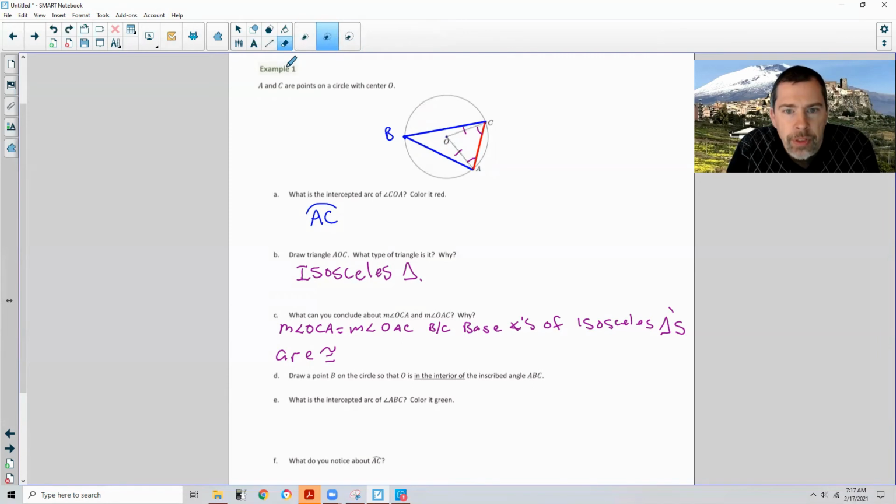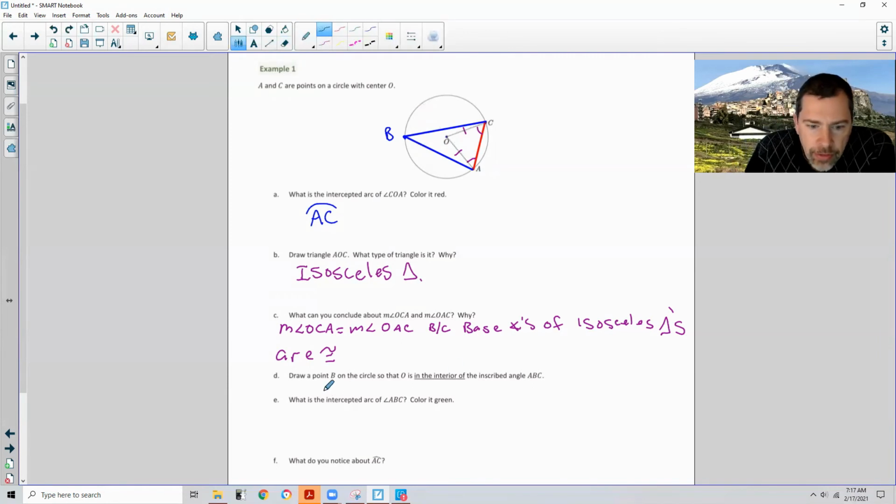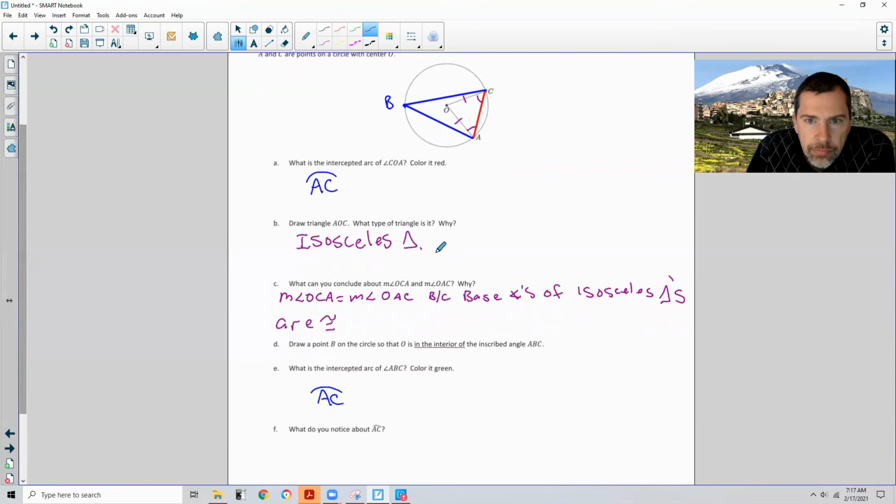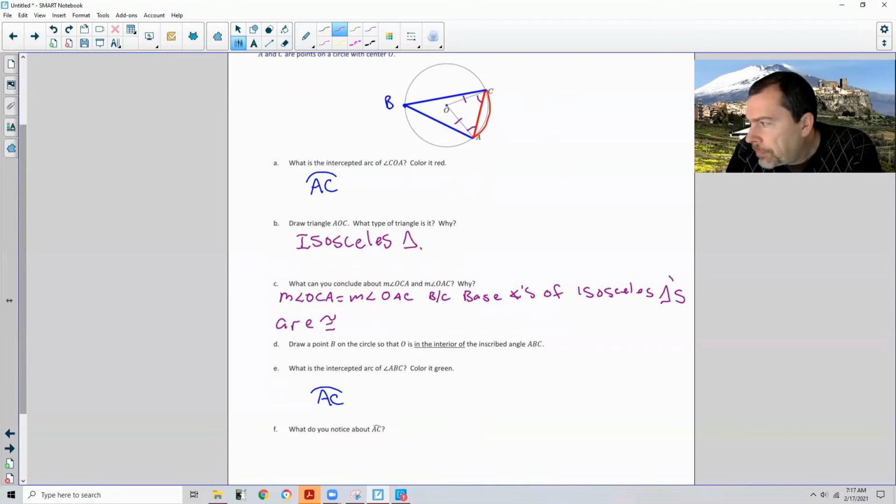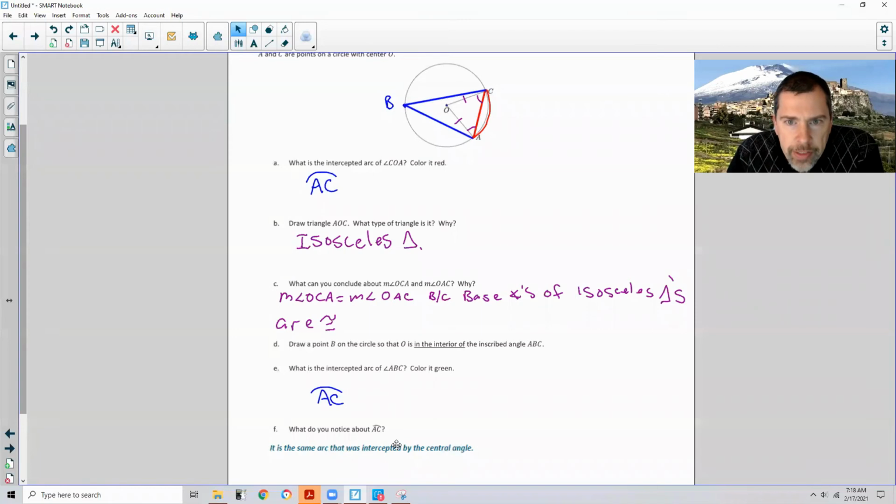Okay, let's get rid of those. All right, so that's done. What is the intercepted arc of angle ABC? Well, it is also arc AC. What do you notice about arc AC? It's the same intercepted arc as part A. Up here it said to color the intercepted arc red, and I haven't done that, so let's do that. Here's the intercepted arc here. It is the same arc that was intercepted by the central angle.